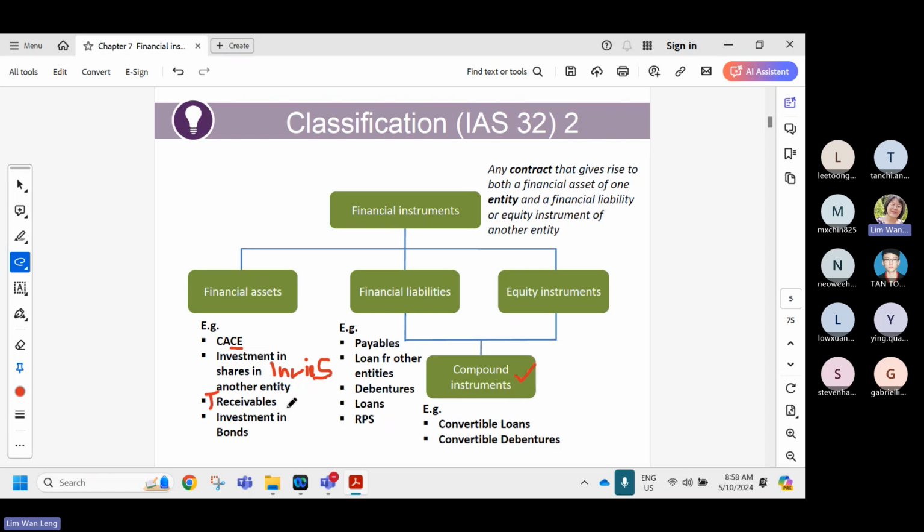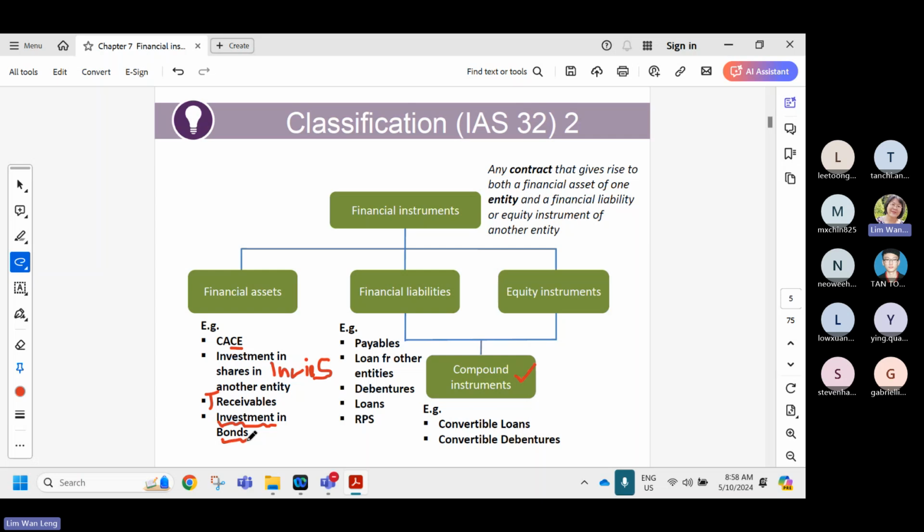All this gives you a contractual right to receive cash. Next one is the investments in bonds. Sometimes you have to be a little bit careful, because once you look at the word bonds, the first thing that highlights to you is that, oh, bonds is part of liability. But remember, this is an investment in bonds.